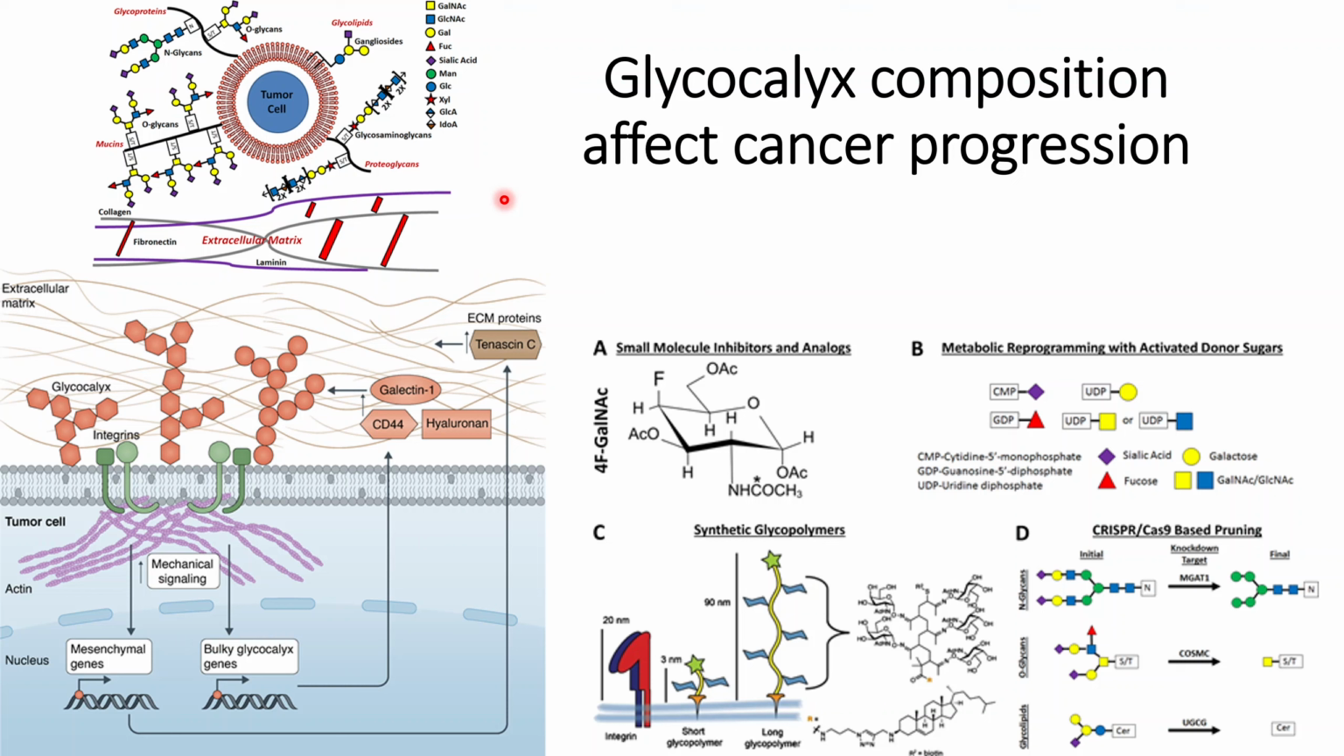Today we will discuss how the glycocalyx composition affects cancer progression. For those who are not aware of what the glycocalyx means, the figure on the top left shows what this glycocalyx is composed of. The glycocalyx is composed of different glycan structures that are expressed on the cell surface or the cell membrane proteins, and they have been categorized into four different categories that are mentioned here.